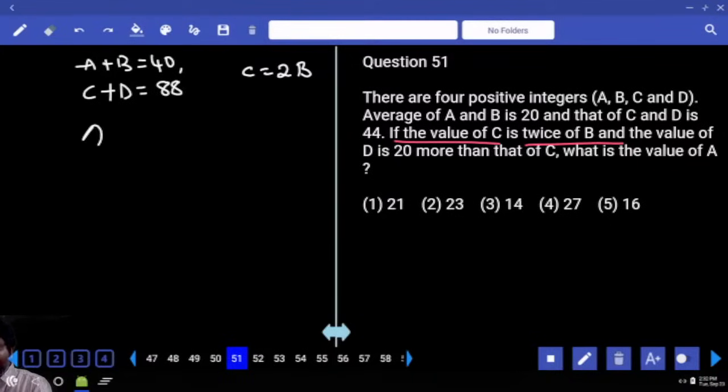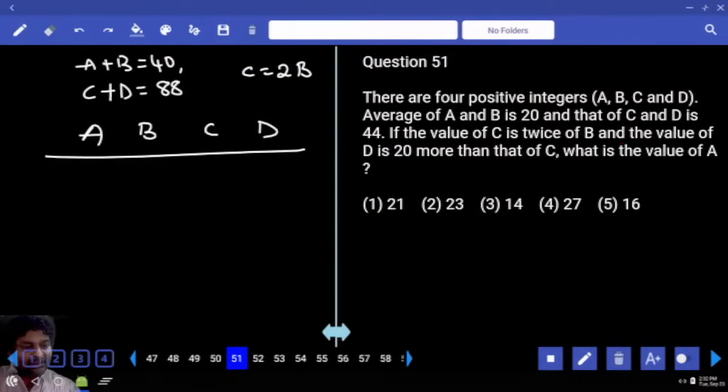With this we can calculate values. Let's see. A, B, C, D. You know, the sum of C and D is 88. According to the underlined statement, D is 20 more than C. Which is more? D is more. How much more? From this, keep 20 aside. 68. Equally divide. 34. D also should get 34. But you know D is 20 more, right?